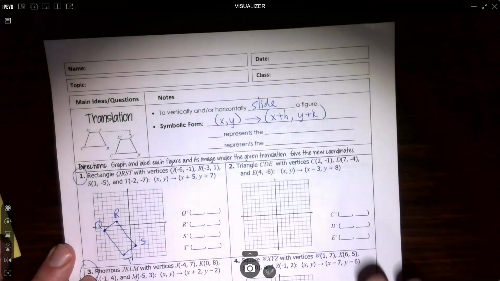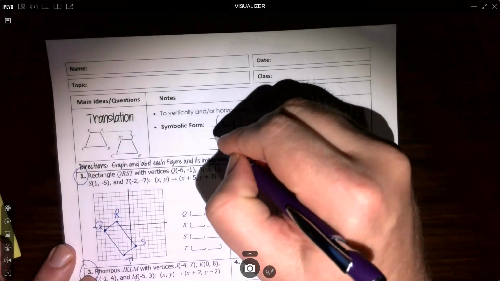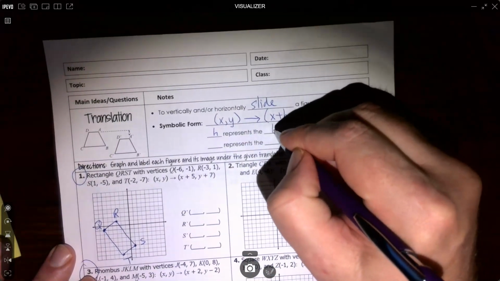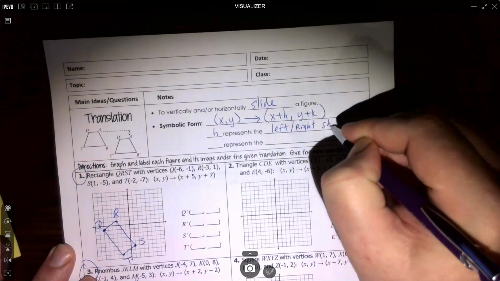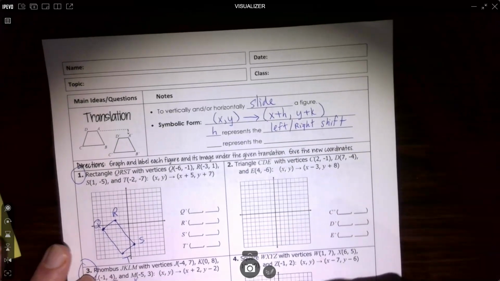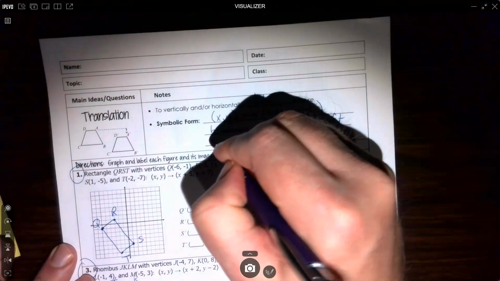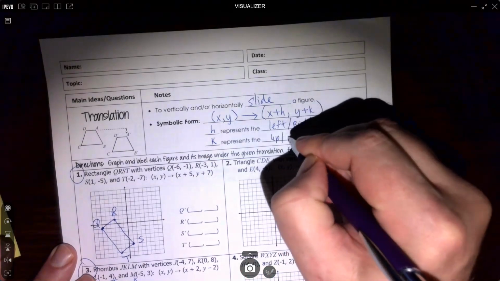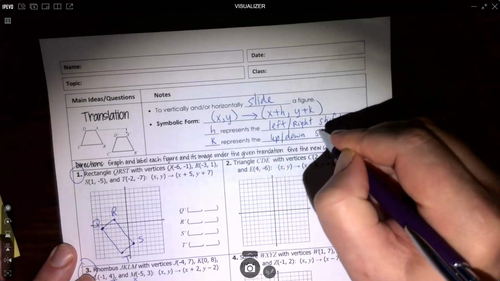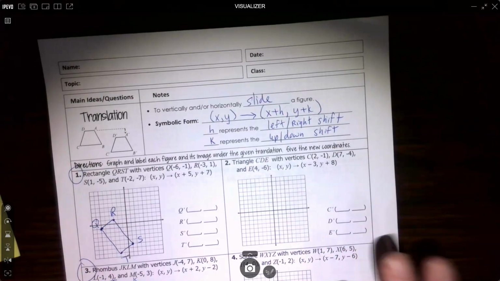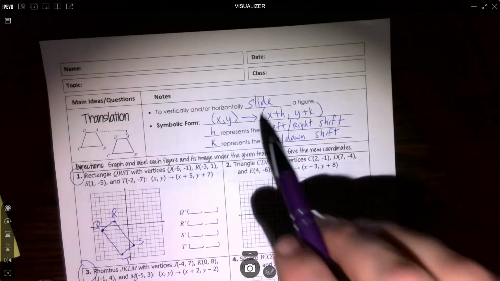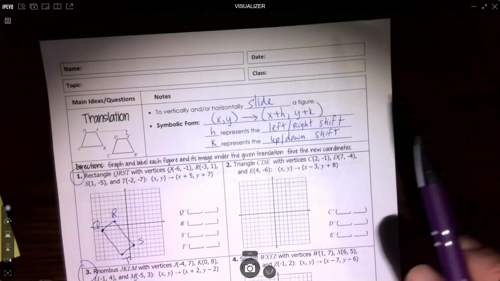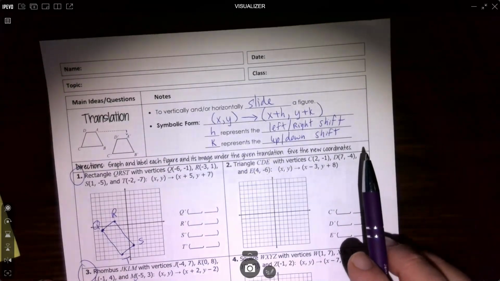Now we notice I added some more letters in here, H and K. The H represents the left/right shift, or slide, and K is the up/down. And why is that? Because in math, for some reason, some person back hundreds or however many years ago decided H was going to be moving in the X direction and K moves things in the Y direction.